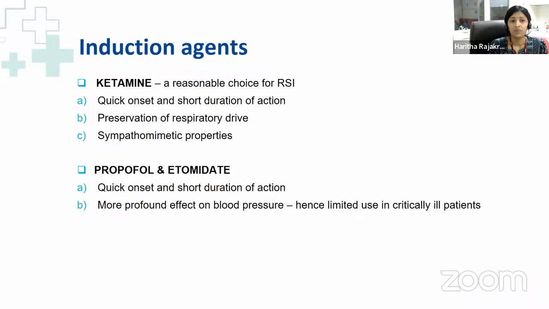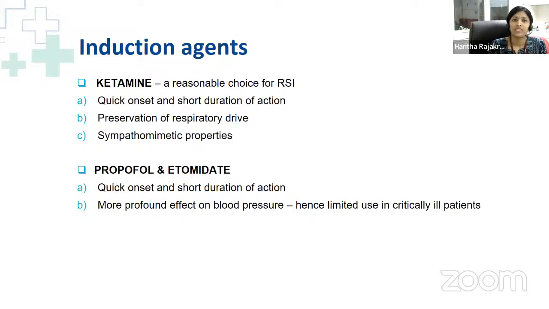There are a lot of drugs which I have mentioned here, but which drug to choose, and how do you know which drug to choose for this patient? Again, you need to know the contraindications and the adverse effects of each drug in order to choose rightly for your patient. Usually it's said that ketamine is a reasonable choice for RSI, mainly because it has a quick onset and shorter duration of action.